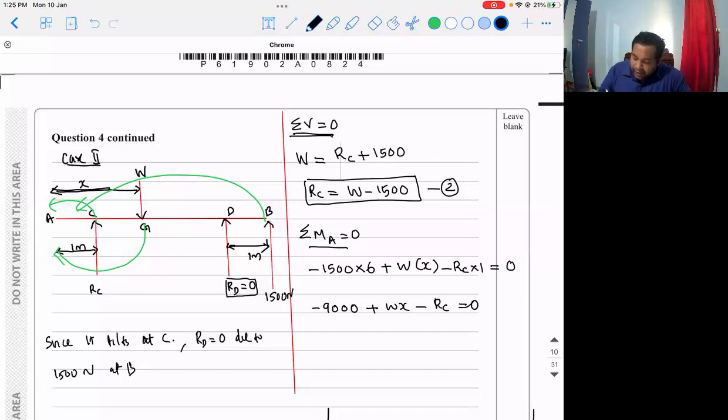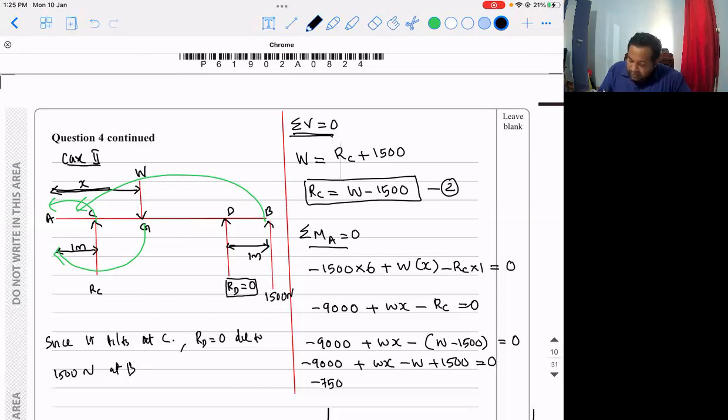So what is RC? We have already calculated. So minus 9,000 plus WX minus of what is RC? W minus 1,500 is equal to 0. If I'm expanding this, what happens? Minus 9,000 plus WX minus W plus 1,500 is equal to 0. If I'm simplifying this, minus 7,500 plus W times X minus 1 is equal to 0, or W times x minus 1 is equal to 7,500.